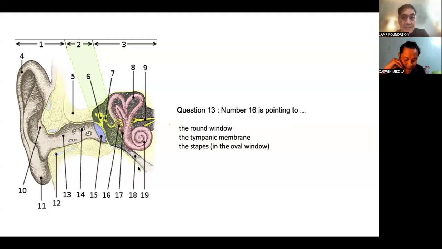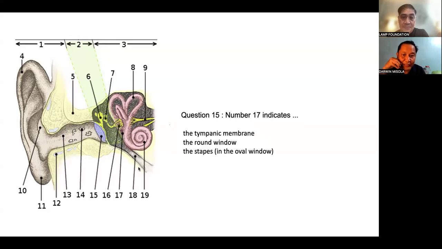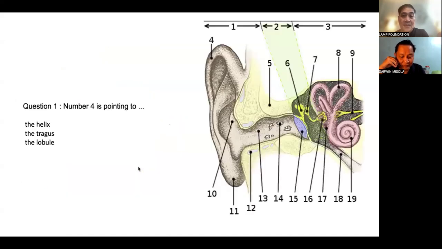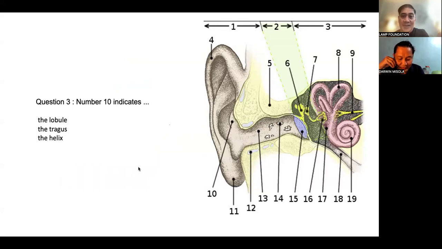7. Number 16 is pointing to? The stapes. Which number is pointing to the auditory nerve? Number 9. Number 17 indicates? The round window. Number 4 is pointing to? The helix. The helix is number? 4. Number 10?